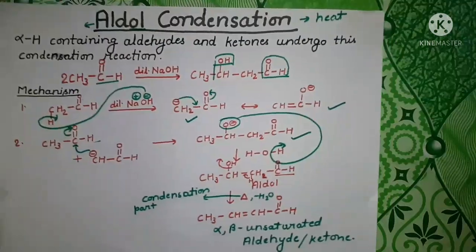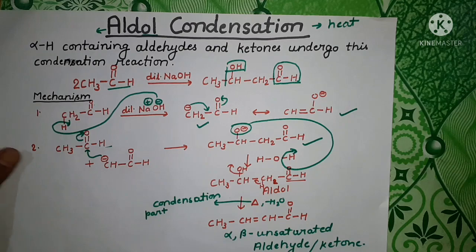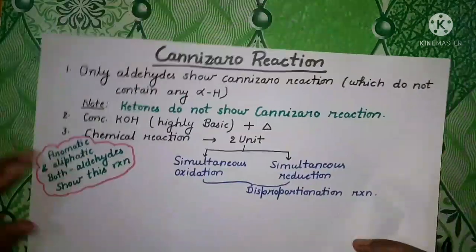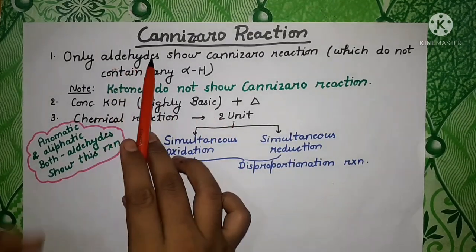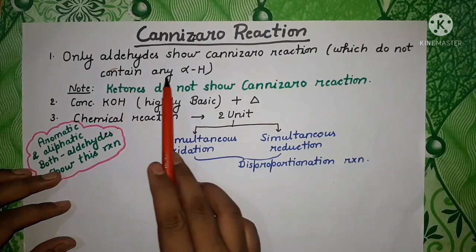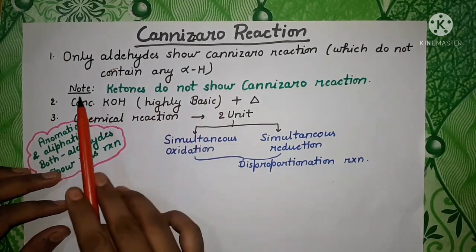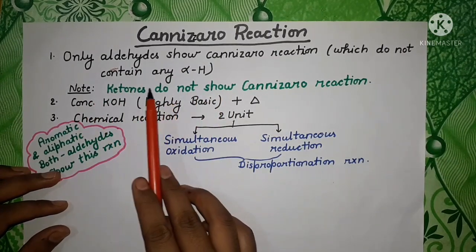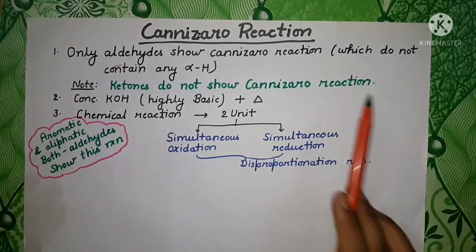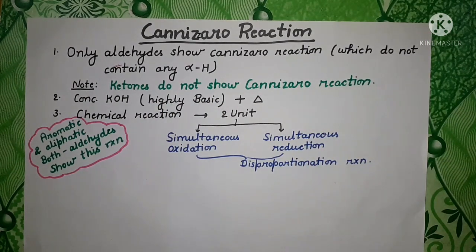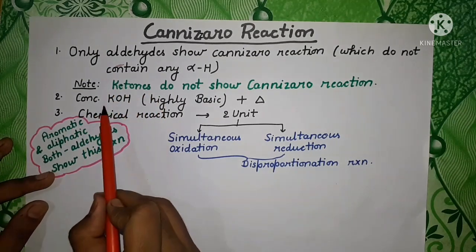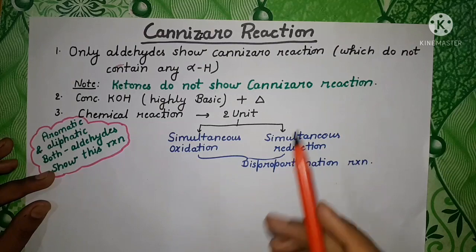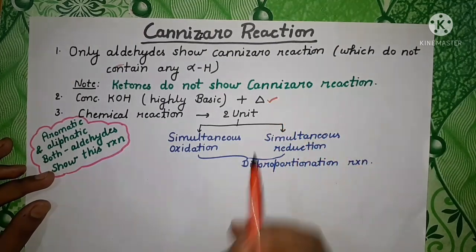Alright, and now let's learn about the Cannizzaro reaction. Cannizzaro reaction is shown by aldehydes only, which don't have any alpha hydrogen, and also it must be noted that ketones don't show the Cannizzaro reaction. Concentrated base is required here. It may be KOH or NaOH, and also heating is required.